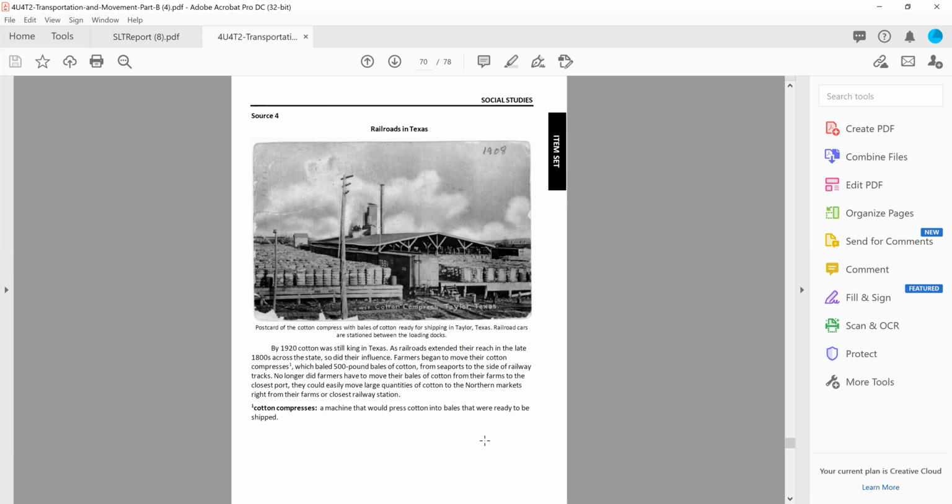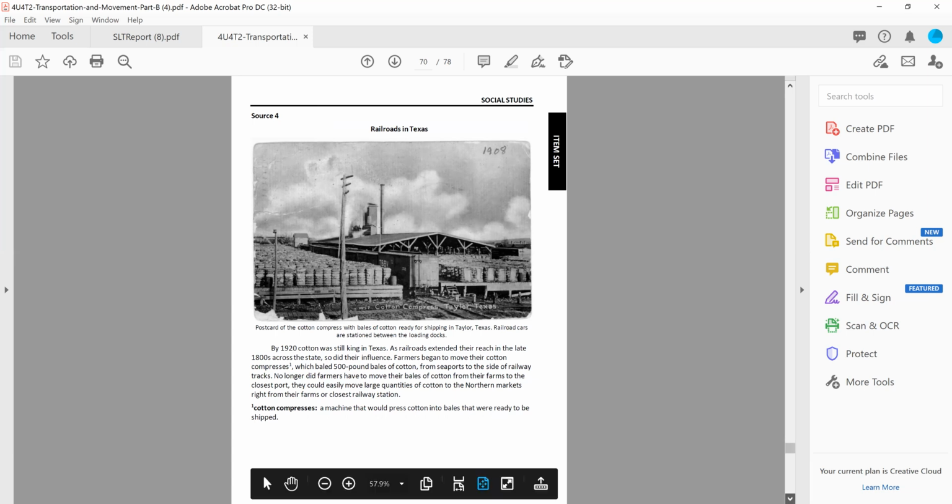And the compress would bale 500-pound bales of cotton from seaports to the side of railway tracks. No longer did farmers have to move their bales of cotton from their farms to the closest port, like Baton Rouge or New Orleans. They could easily move large quantities of cotton to the northern markets right from their farms or the closest railway station.